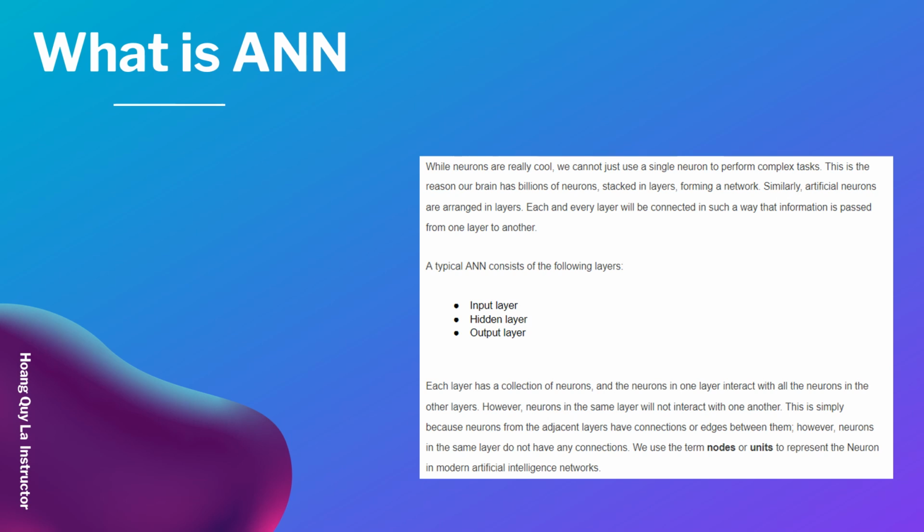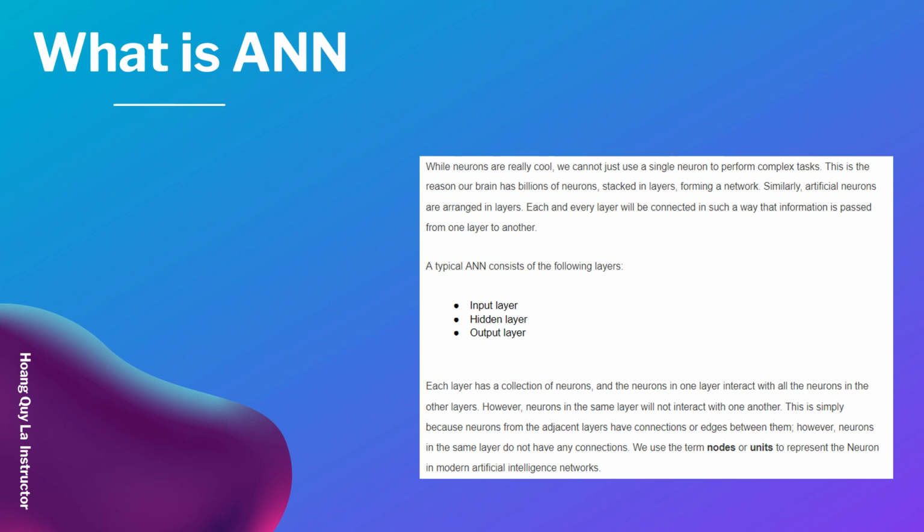So a typical ANN consists of the following layers. So we have the input layer, hidden layer, and the output layer. Each layer has a collection of neurons, and the neurons in one layer interact with all the neurons in the other layers. However, neurons in the same layer will not interact with one another.